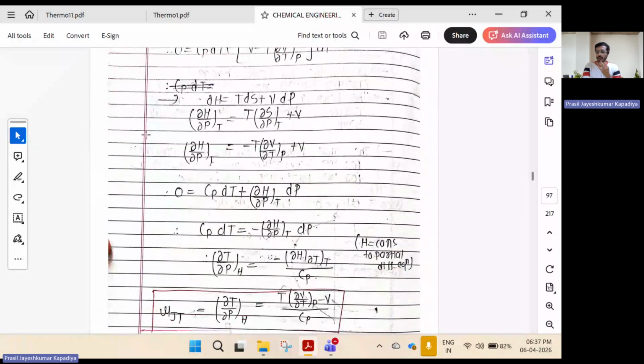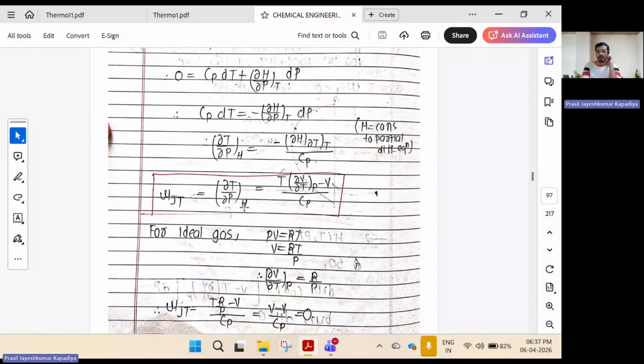Then we derived the expression that del T del P at constant enthalpy, we can replace it with this term T into del V del T at constant pressure minus V divided by Cp. And when we replace this term for ideal gas, we find that mu JT is equal to 0 for ideal gas.